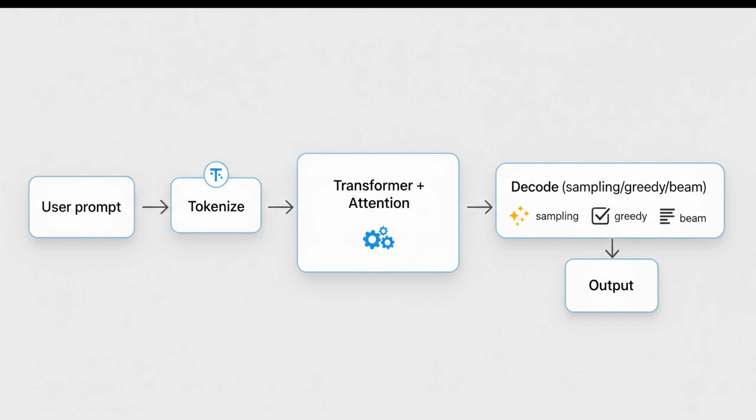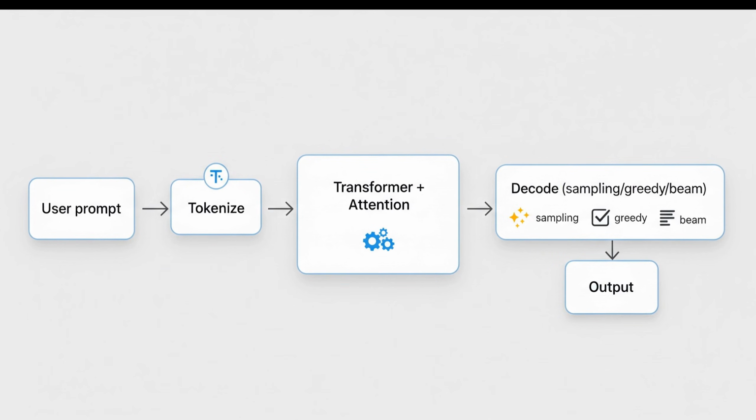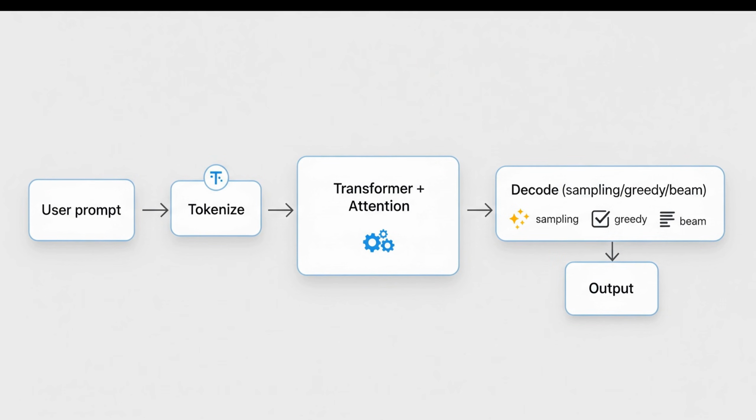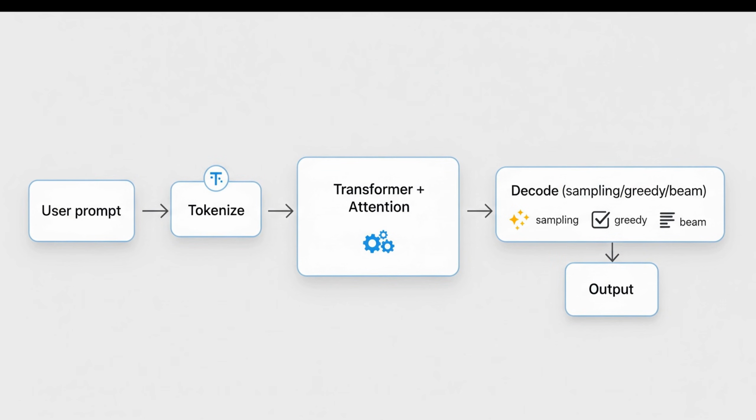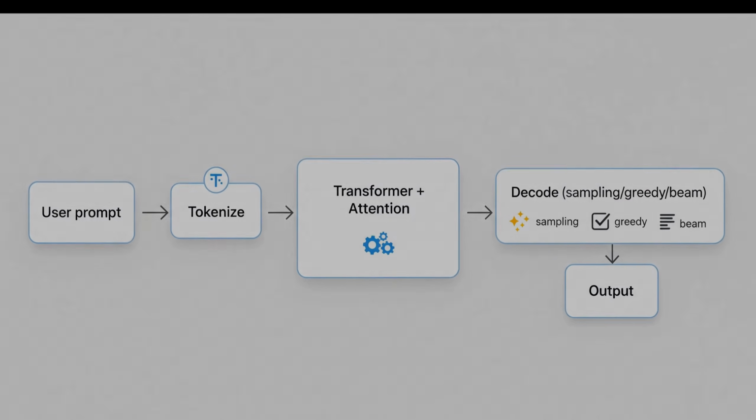Decoding choices matter. Sampling can give creative answers. Greedy picks the most likely token each time and can be repetitive. Engineers tweak these settings to balance creativity and accuracy. That's why sometimes ChatGPT is vivid and creative, and other times it's conservative and factual.